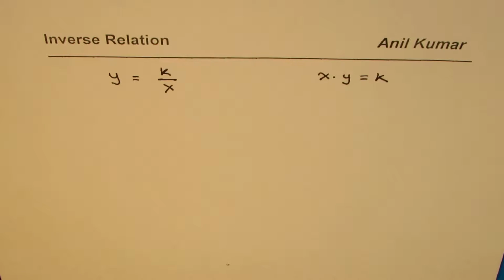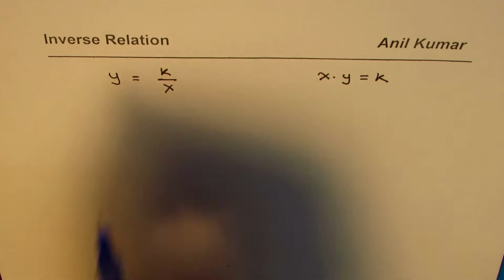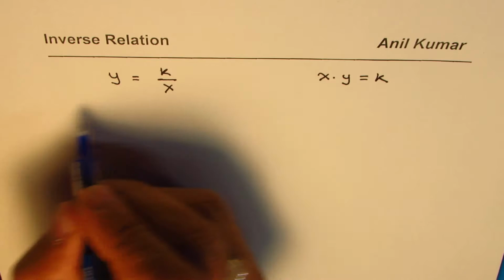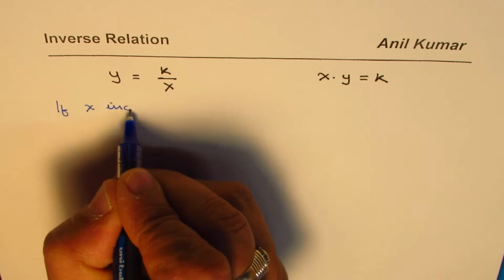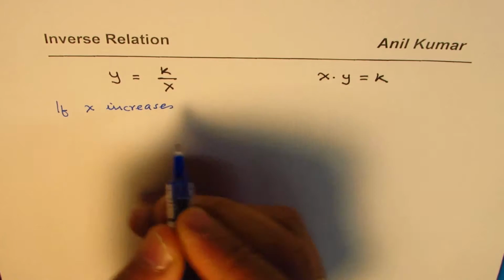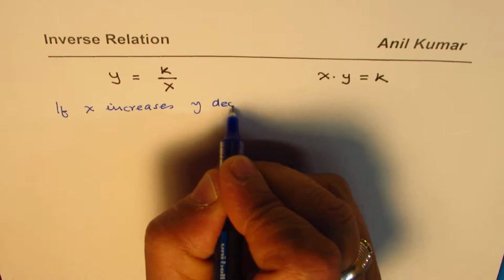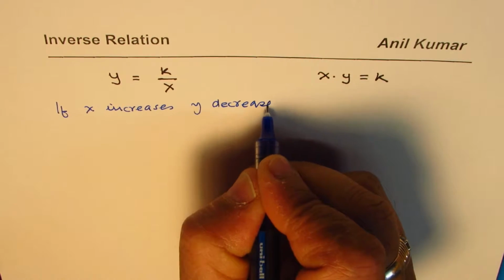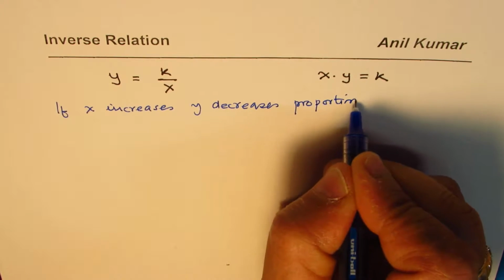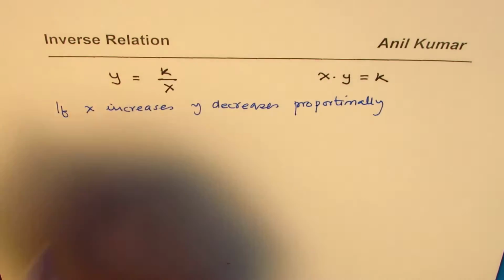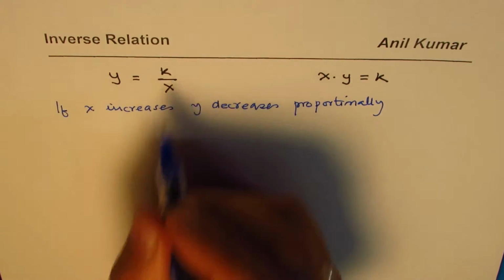Now what does it really mean? It means that if x increases, y decreases proportionally. Right, that constant gives you that. So k is a constant.